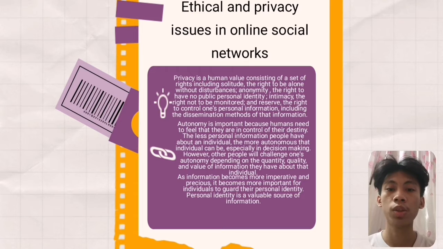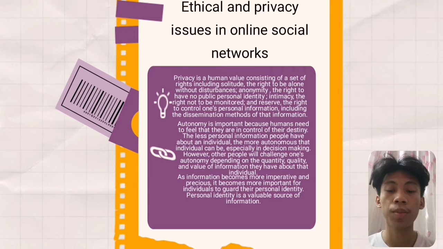Ethical and privacy issues in online social networks. Privacy is a human value consisting of a set of rights including solitude, the right to be alone without disturbance; anonymity, the right to have no public personal identity; intimacy, the right not to be monitored; and reserve, the right to control one's personal information, including the dissemination methods of the information.